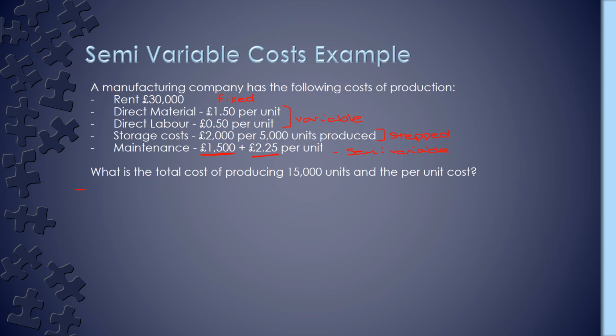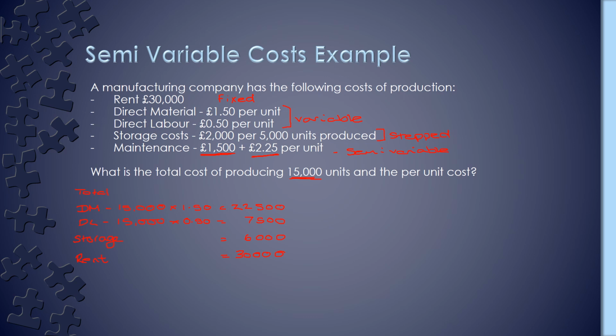So let's do our total cost then. Starting with our variable costs first, we've got our direct materials. We're going to be producing 15,000 units multiplied by 150, which is 22.5. Our direct labour, 15,000 multiplied by our 50p is 7.5. We've got our storage costs, and if you remember, because we're going up to 15,000 units, we've got to pay 2,000 per 5,000 units, so that's going to be a total of 6,000. We've got our rent, which is our fixed cost. Regardless of how much we make, we're going to have to pay our £30,000 in rent for our property.